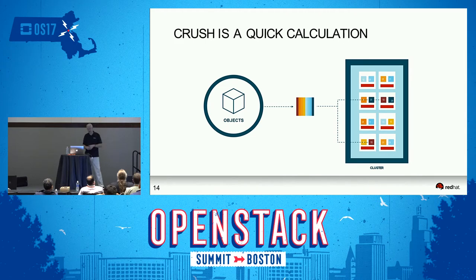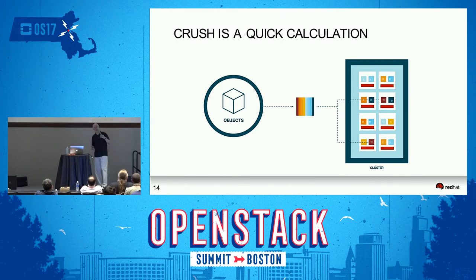So crush is a quick calculation. To determine to which placement group an object belongs, we actually make a modulo operation. We take the name of the object and we make a modulo operation against the number of placement groups we have in the pool. So modulo operations will give us one and only one result out of the many PGs that we have in the pool.